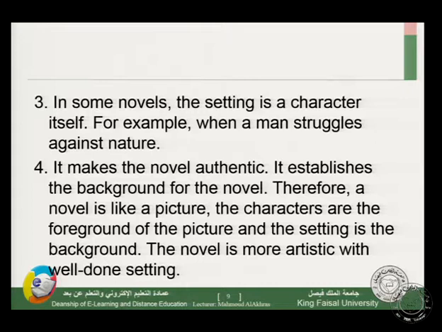The third function, in some novels, the setting is a character itself. So the setting itself is a character. It has a great role in the novel. For example, when a man struggles against nature, so the setting of natural events, we have this kind of nature. It is what? A kind of characterization for nature. It stands against the hero or another character.